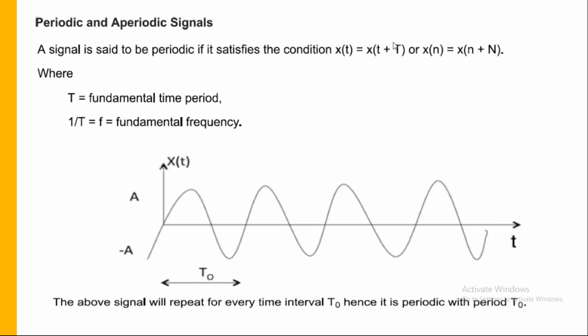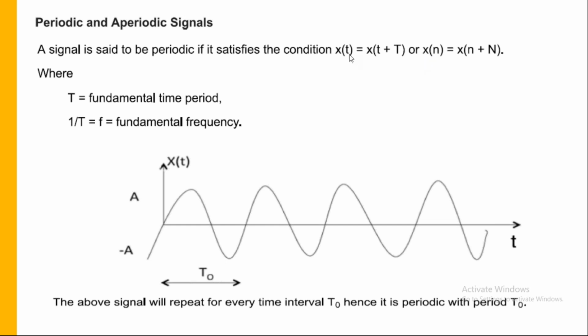This is the example for a continuous time signal. For a discrete time signal, we can represent it by a mathematical equation like this, x of n. But try to understand the difference in the notation for a continuous signal and a discrete signal.